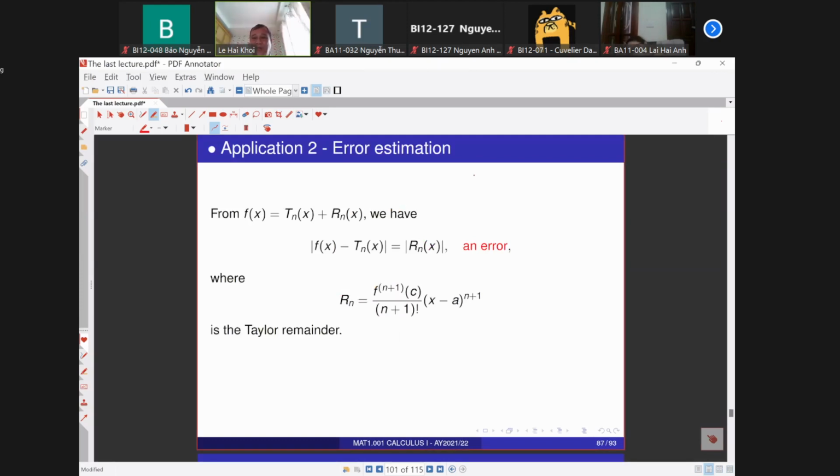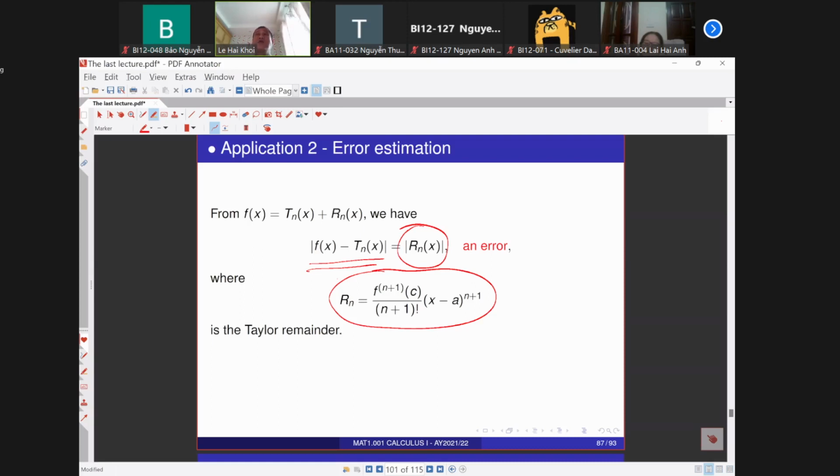The second application is error estimation, tức là đánh giá về sai số. What is the error? Error here, we know modulus of Rn is modulus of the difference between fx and tnx, so it is an error. The error here, we want to look at that. Như vậy là cái này nói lên cái gì? Cái Rnx chỉ tuyệt đối ấy, là cái sai khác giữa fx và tnx.